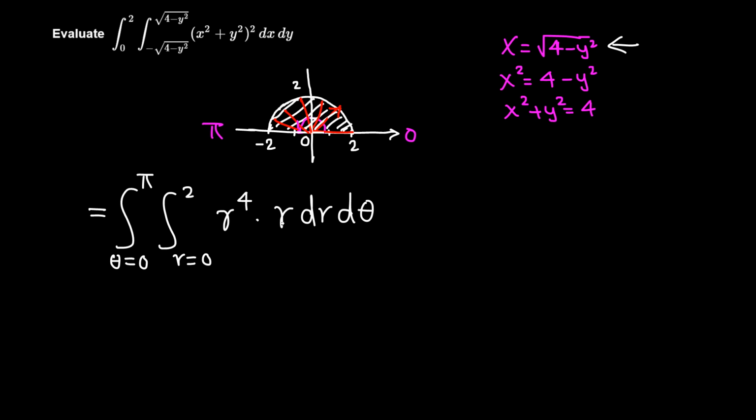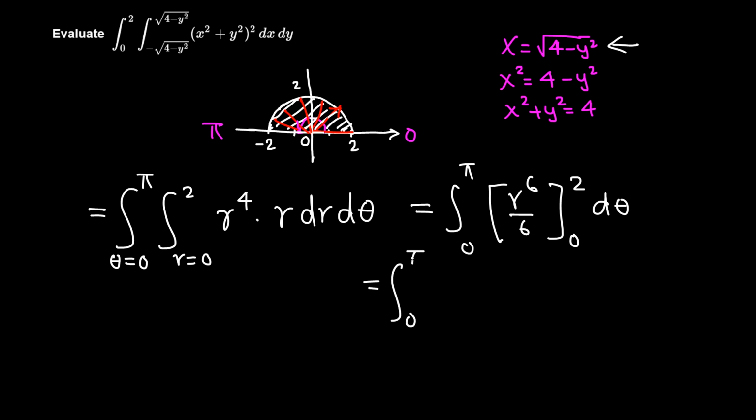So r to the fourth times r is r to the fifth, and we can integrate r to the fifth. So this is 0 to pi, r fifth, the antiderivative of r fifth is r sixth over 6, from 0 to 2. dr is gone with the integration, d theta, and this is 0 to pi. Now this is 1 over 6, we can pull outside. In fact, r sixth means 2 raised to 6, 2 raised to 6 is 64, minus 0 raised to 6 is 0, minus 0 is nothing, just 64 d theta.